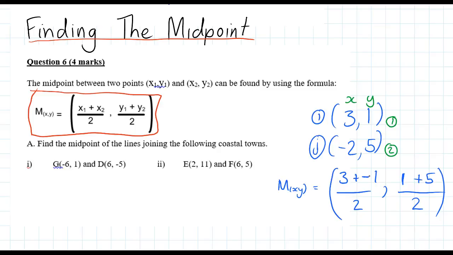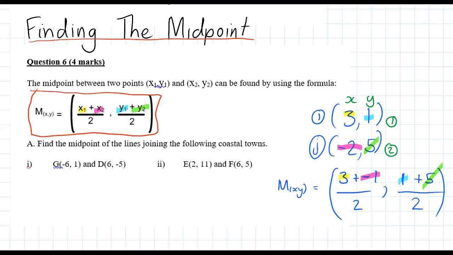All I've done is I've found my x1, my x from point 1, and I've put it where it belongs in the formula. My x2, my x from point 2, put where it belongs in the formula. My y1, my y from point 1, put that into the formula, and y2, my y from point 2, and put that into the formula. Those ingredients go in those places. Now I've just got to do the calculations.